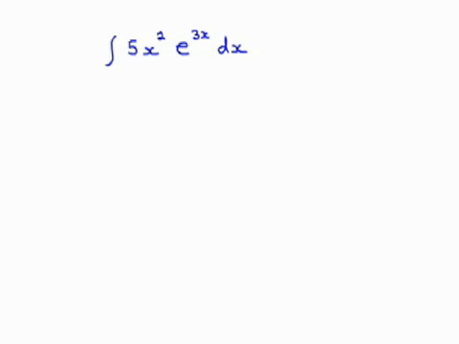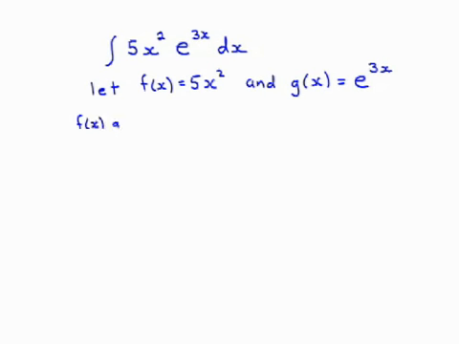We start by defining two functions, f of x and g of x, and we're going to let f of x equal 5x squared and g of x equal e to the 3x. Now we're going to set up a chart, and the first column in our chart is going to be made up of f of x and its derivatives. Well, f of x is 5x squared, its derivative would be 10x, the derivative of that would be 10, and the derivative of 10 is simply 0. We stop at that point. As soon as we get our derivative of 0, we stop. You'll notice that we have 4 terms in this column now.